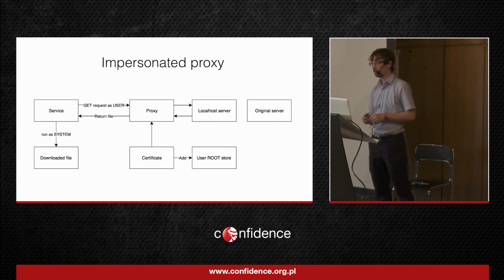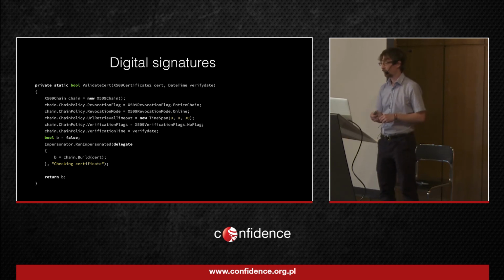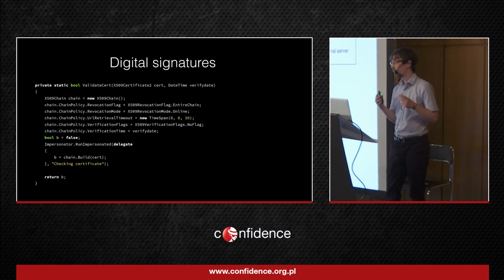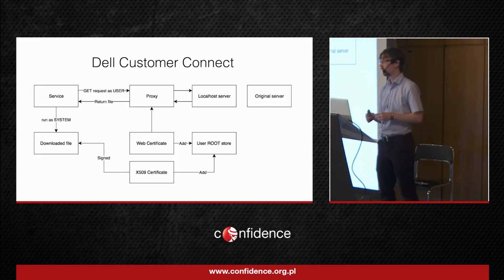In this example, Dell also checks the digital signature of the file before execution. But as you can see here, again, they are running this check in the impersonation state. So the final exploitation looks like this. We need to create two certificates.